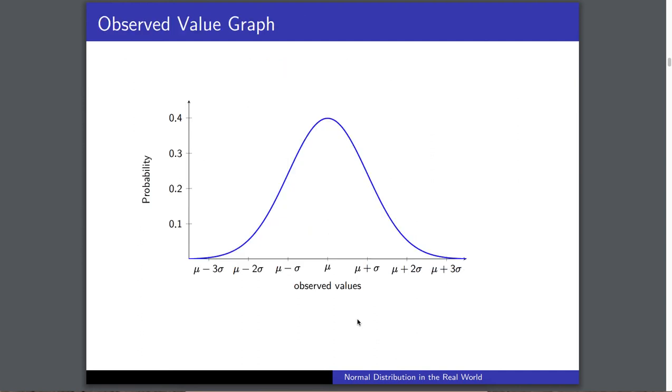Here's what the graph looks like. We have our mean right in the middle, and then we have 1 standard deviation below, 2 standard deviations below, 3 standard deviations below, and then 1 standard deviation above, 2 standard deviations above, 3 standard deviations above. With the standard normal distribution, this was 0, -1, -2, -3, and this was 1, 2, and 3. So it's the same curve. We're just not using z-scores anymore.